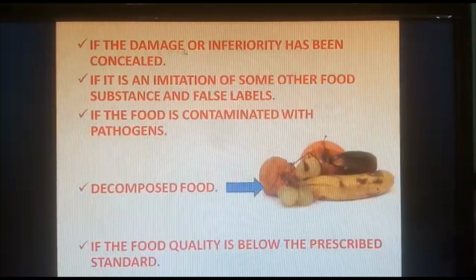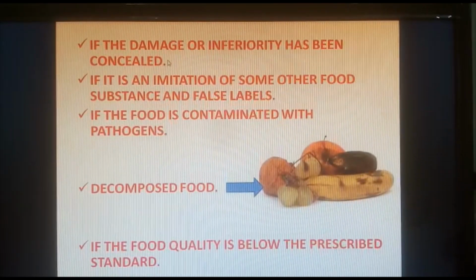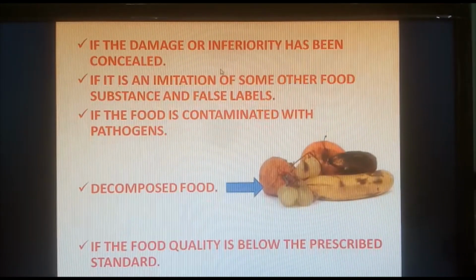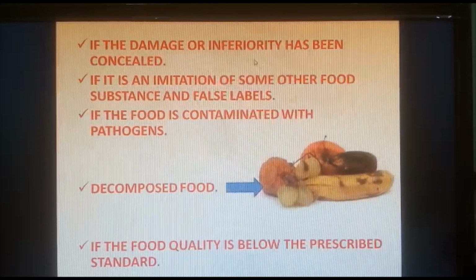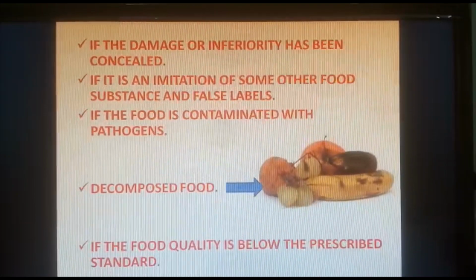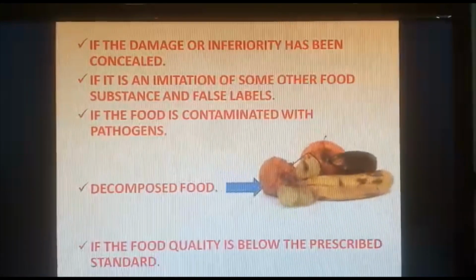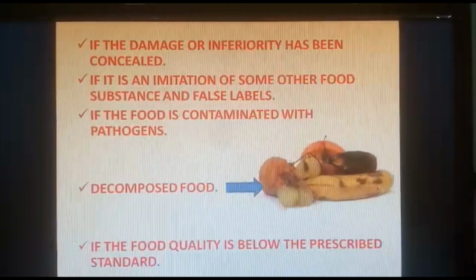Then next is if the damage or inferiority has been concealed. Sometimes the seller hides the damage of the product, they conceal the damage or inferiority of the product. How they do this: they dip it in chemical water, or sometimes they apply artificial color on the food product, so that they can hide the damage or inferiority of the product. Okay, so in case we get this kind of product, that kind of product also will be called adulterated.